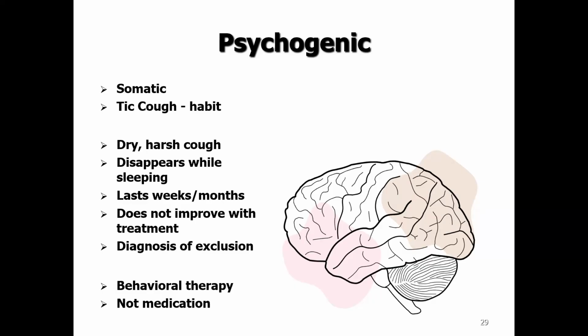It does not improve with typical cough treatments or antibiotics, but improves with behavioral therapy. It is a diagnosis of exclusion, meaning all organic causes must be ruled out first. They have a normal chest x-ray and spirometry, no evidence of asthma, infection, GERD, or postnasal drip. Sometimes it is associated with other somatic symptoms like throat clearing, vocal tics. Once other causes are excluded, psychogenic cough can be diagnosed.